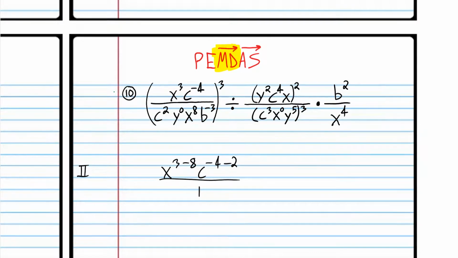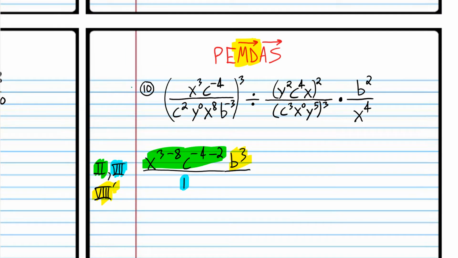And we can also take that b to the negative 3 power and bring it up using rule 8 prime. So, looks good to me. We just need to raise it to the third power. Don't forget to do that.